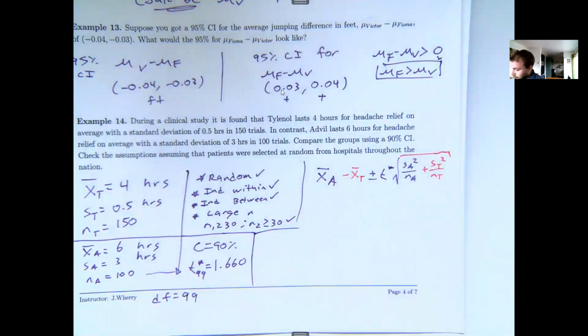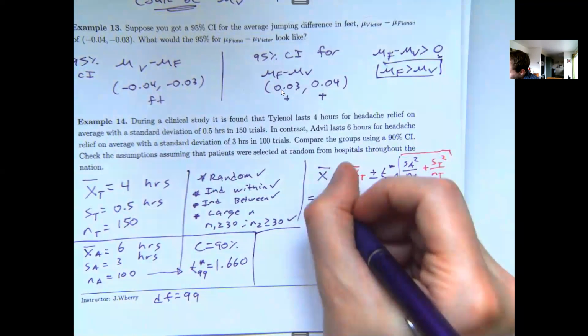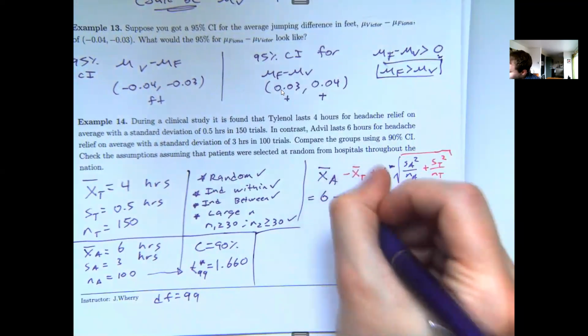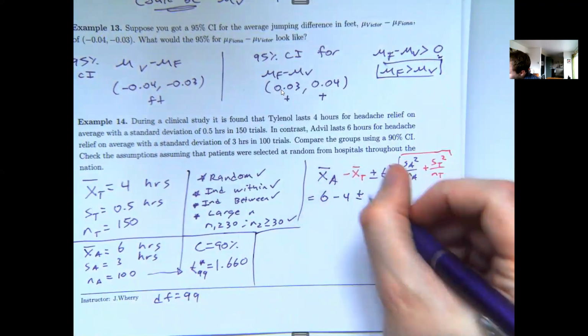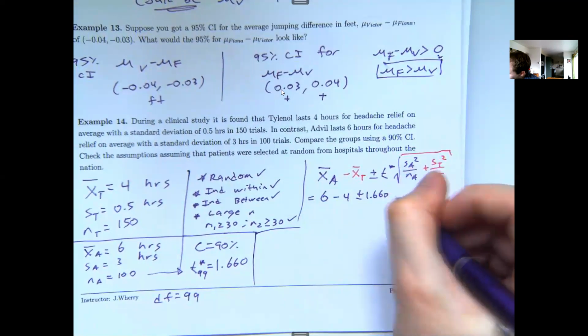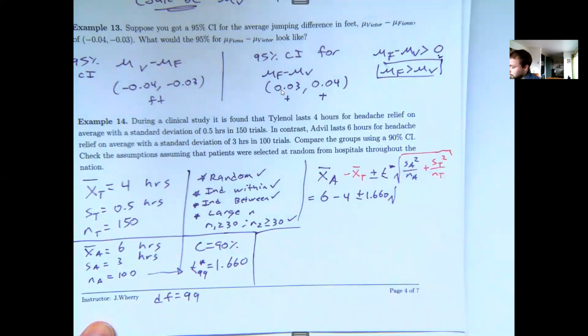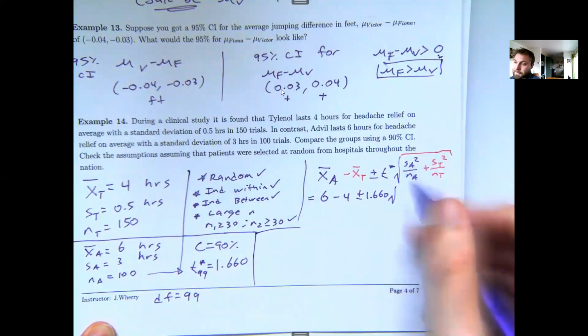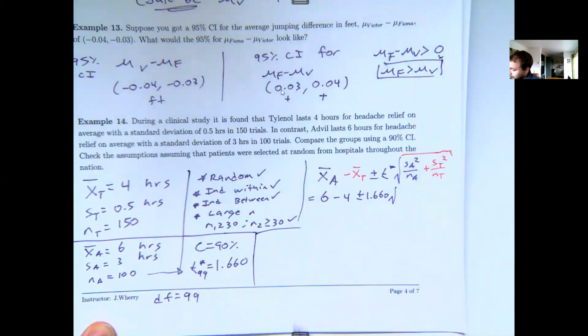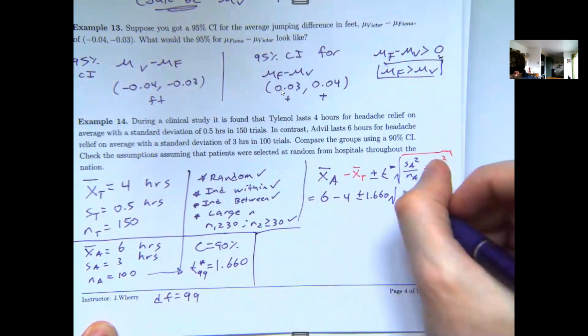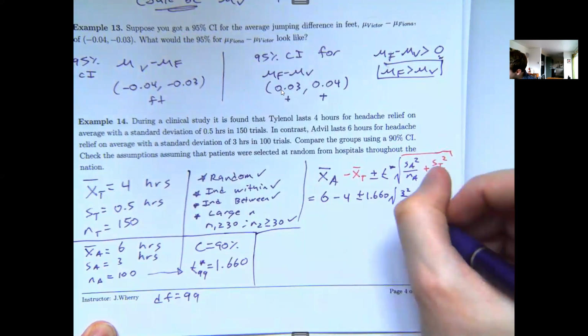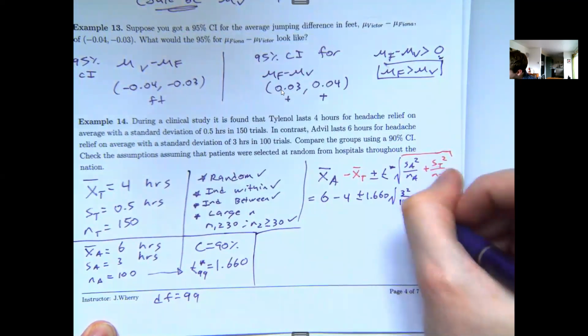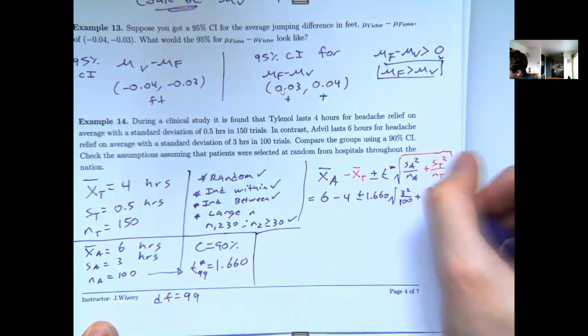I'm going to plug in my numbers. I have 6 minus 4 plus or minus my t star was 1.660. And the nice part about this is I can really do them in either order. So if I accidentally write down the wrong standard deviation first, if I started with that 0.5, I would still end up with the same number. It's very forgiving.